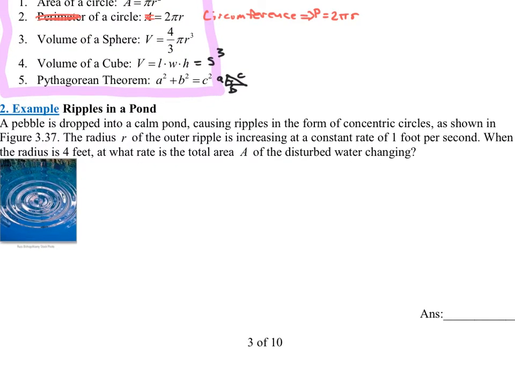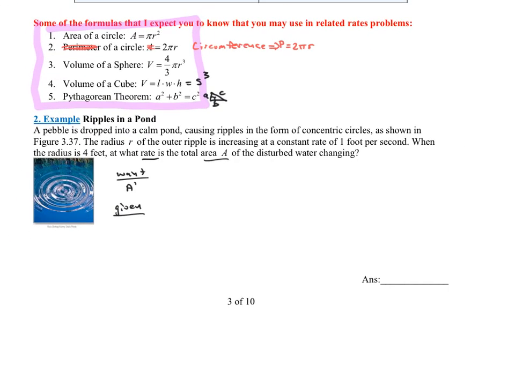So they want the rate of change in area. They want A prime. What have they given us? Think about what they've given us. They told us that the radius is changing at a rate of 1, so they're telling us r prime equals 1.